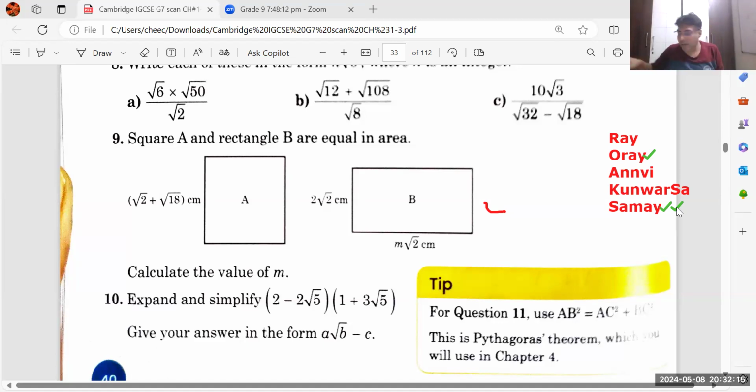Uber and Ray, should I help you with any question? Sir, I'm solving the C part right now. Sir, I'm solving this.